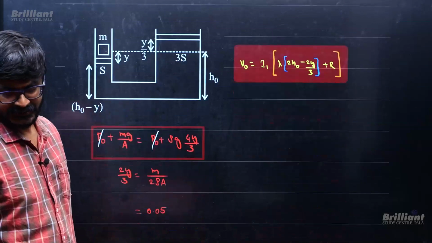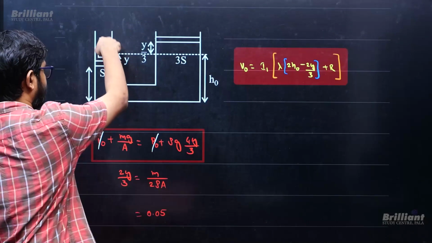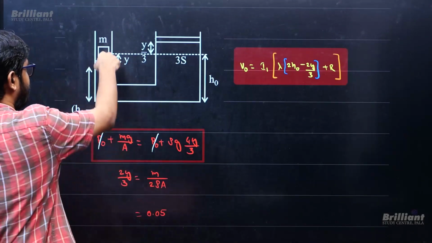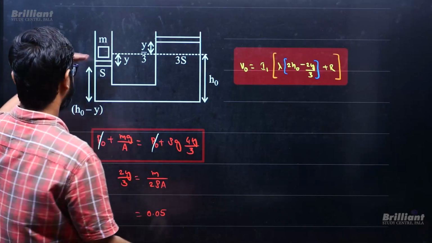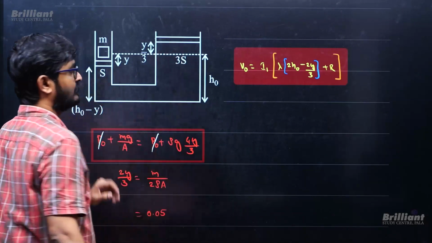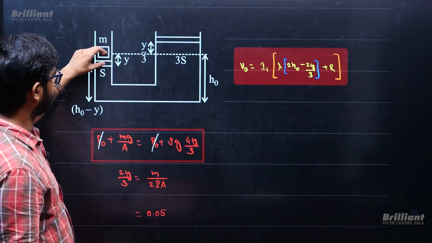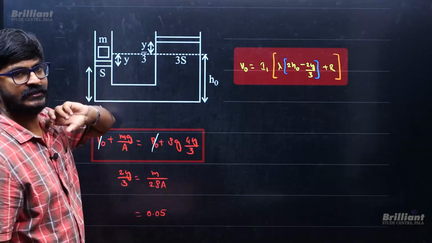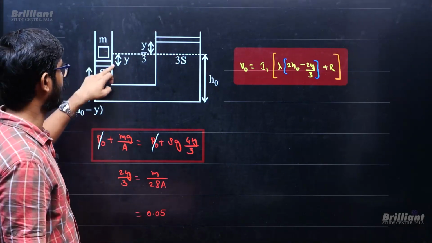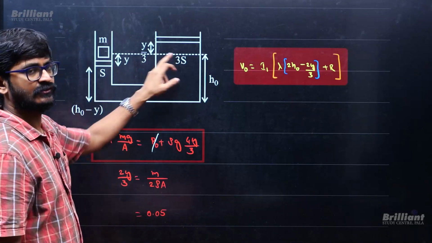Now there was another case where you have kept 1 kg here. I am calling it M. So if you keep 1 kg, what will happen? This level will go down, this level will go up. Now by volume conservation, whatever volume is reduced here, the same amount of volume should be increased here. So if this goes down by Y, these areas are in the ratio 1:3.